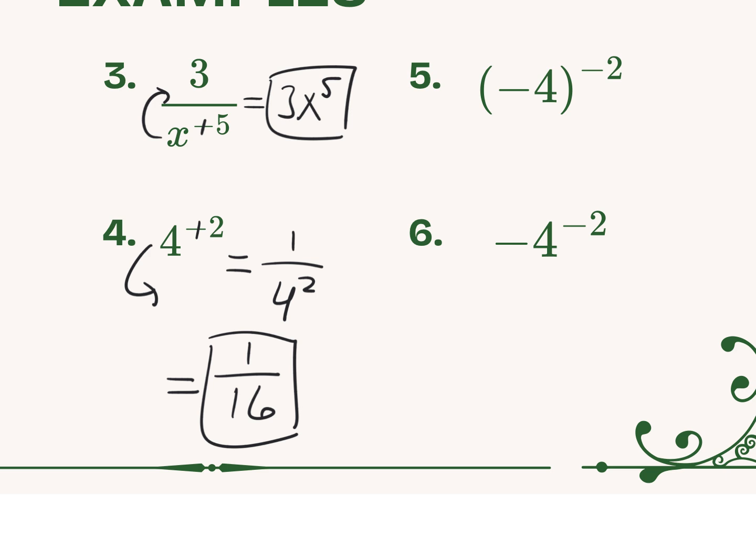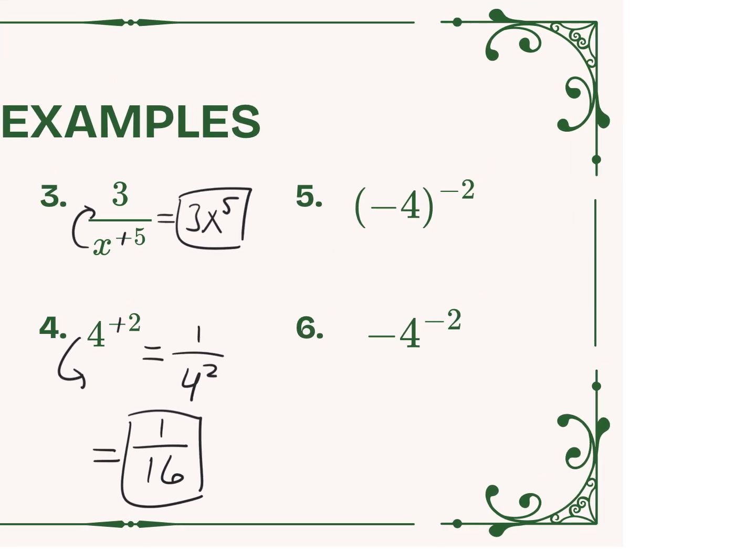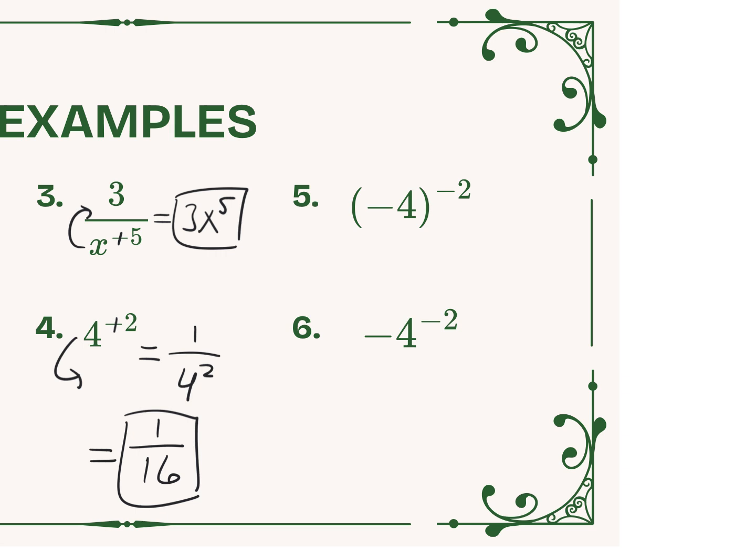All right, should be pretty simple. Same exact thing with number 5, right? Like I said in the previous lesson, parentheses, the entire thing is being moved to the denominator. So it's going to be, change it to the denominator, and change the sign of your exponent. Again, do not do anything with this negative.